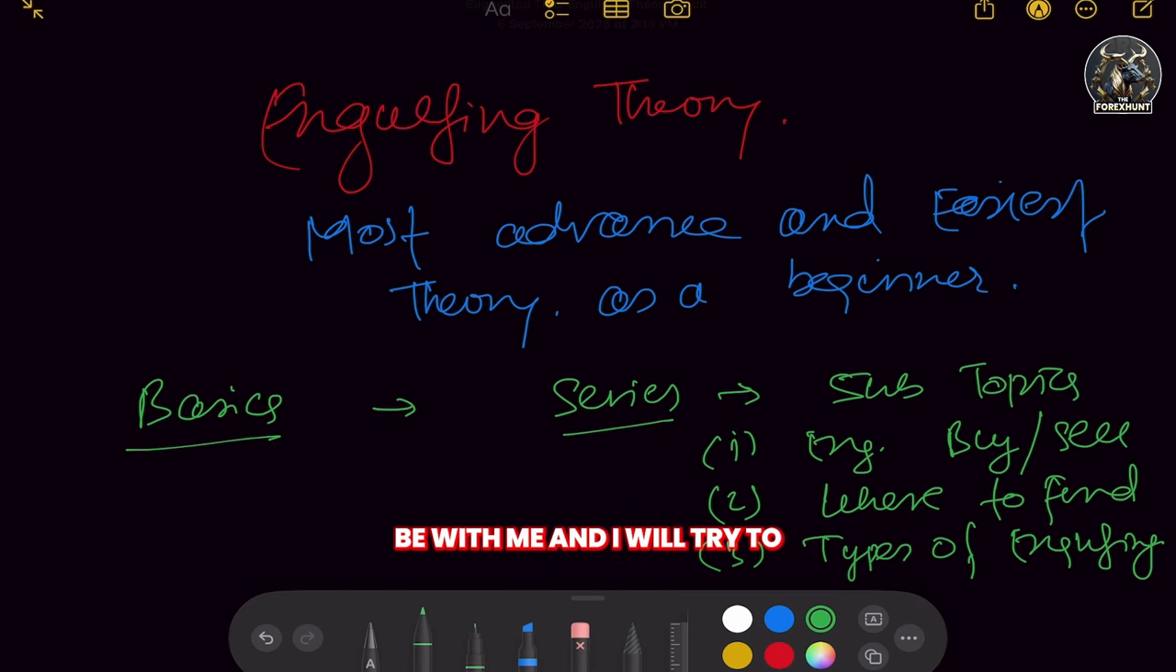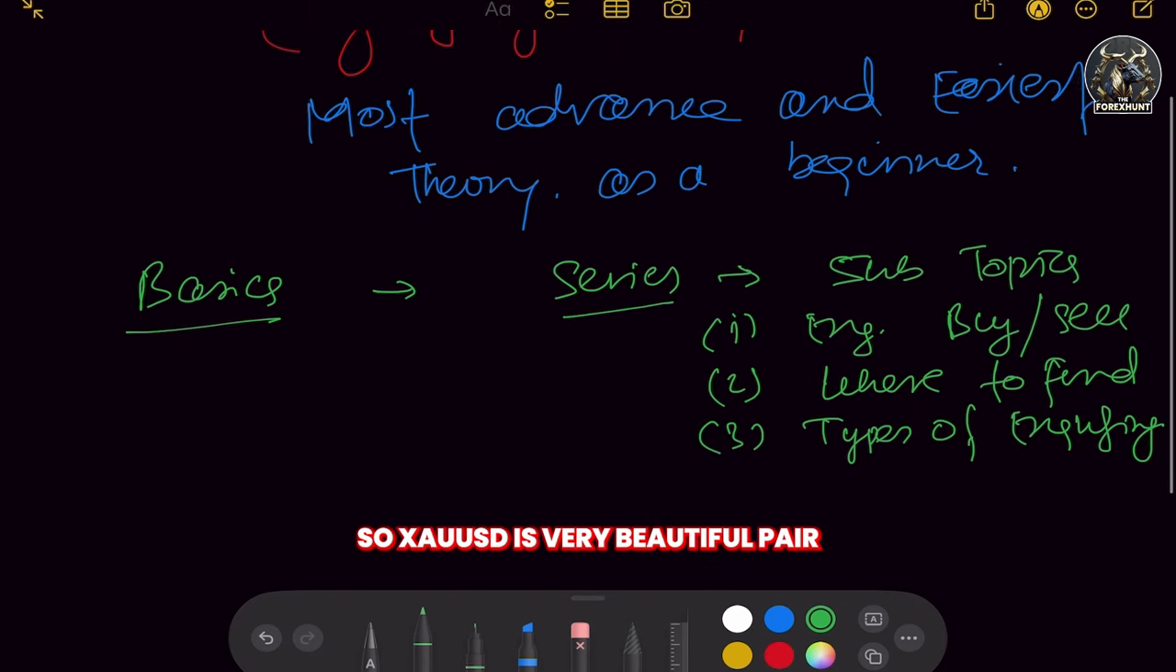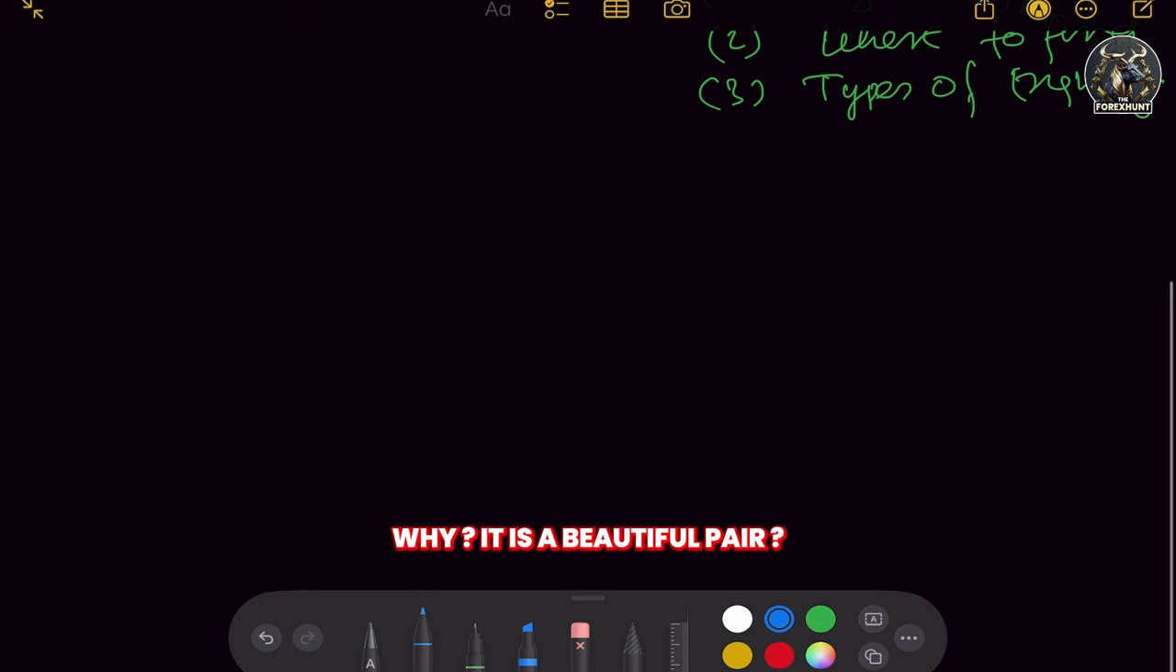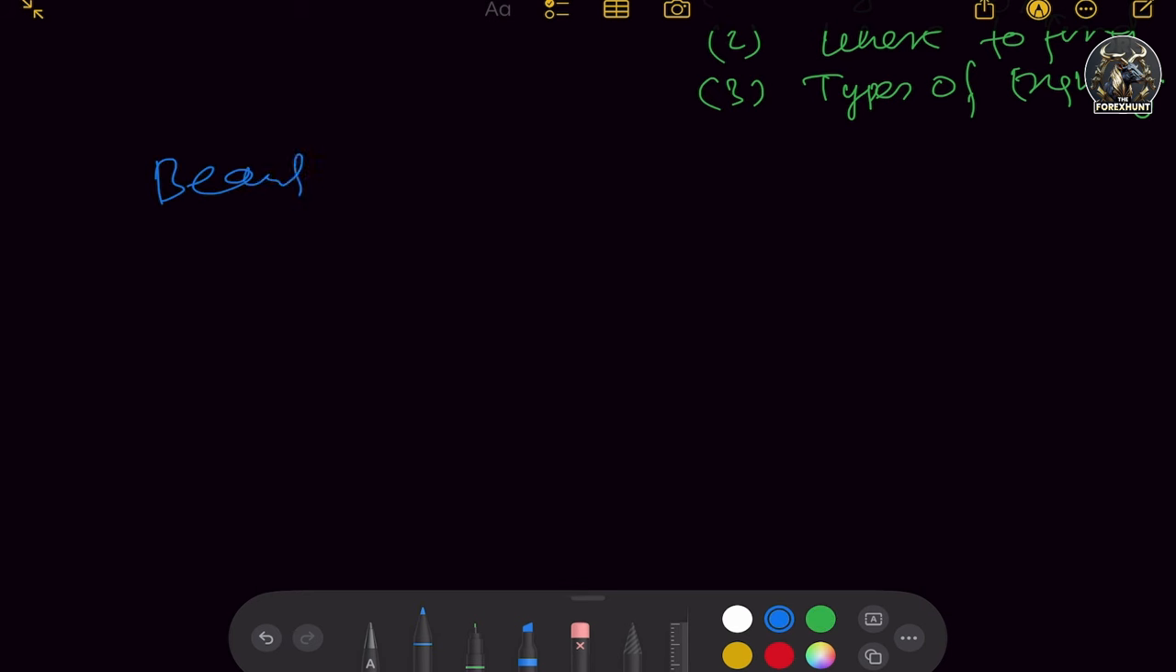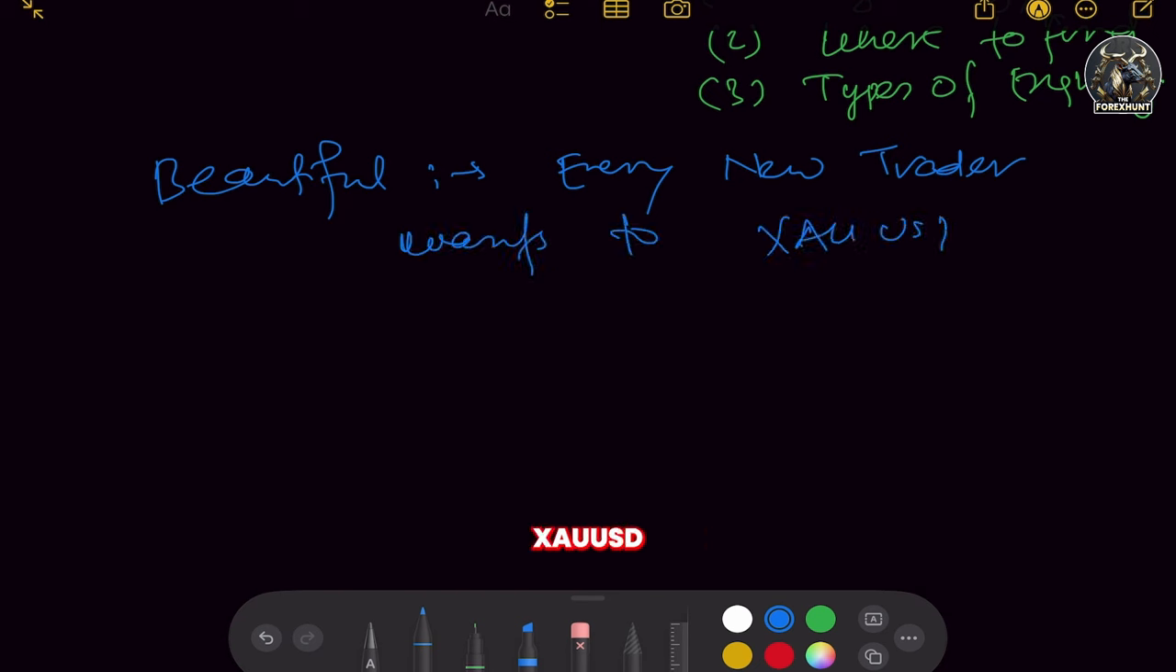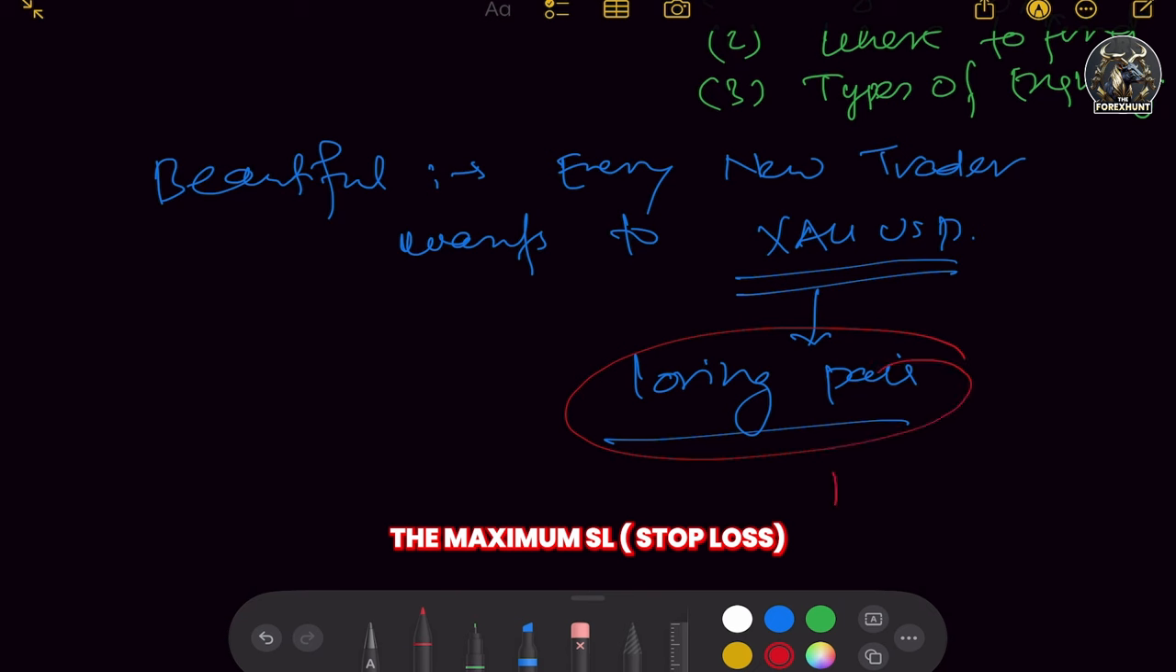And I will try to upload some videos on how you can predict the charts, especially the gold one. XAUUSD is a very beautiful pair. Why is it a beautiful pair? Because every new trader wants to trade gold, XAUUSD. It is a loving pair, but still it hunts the maximum SL, stop loss.